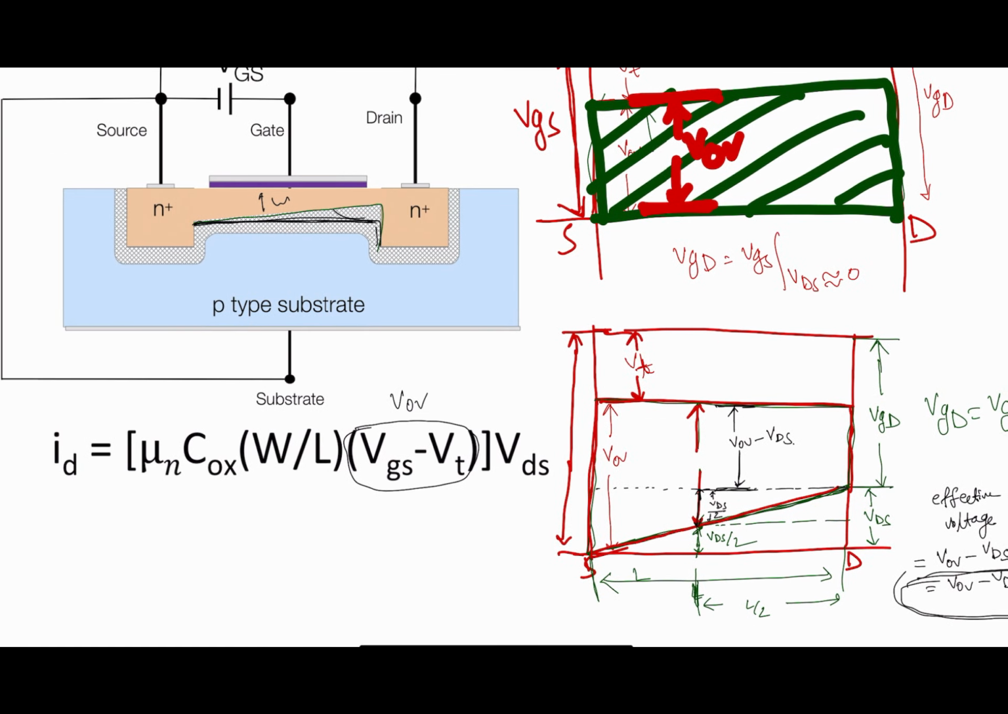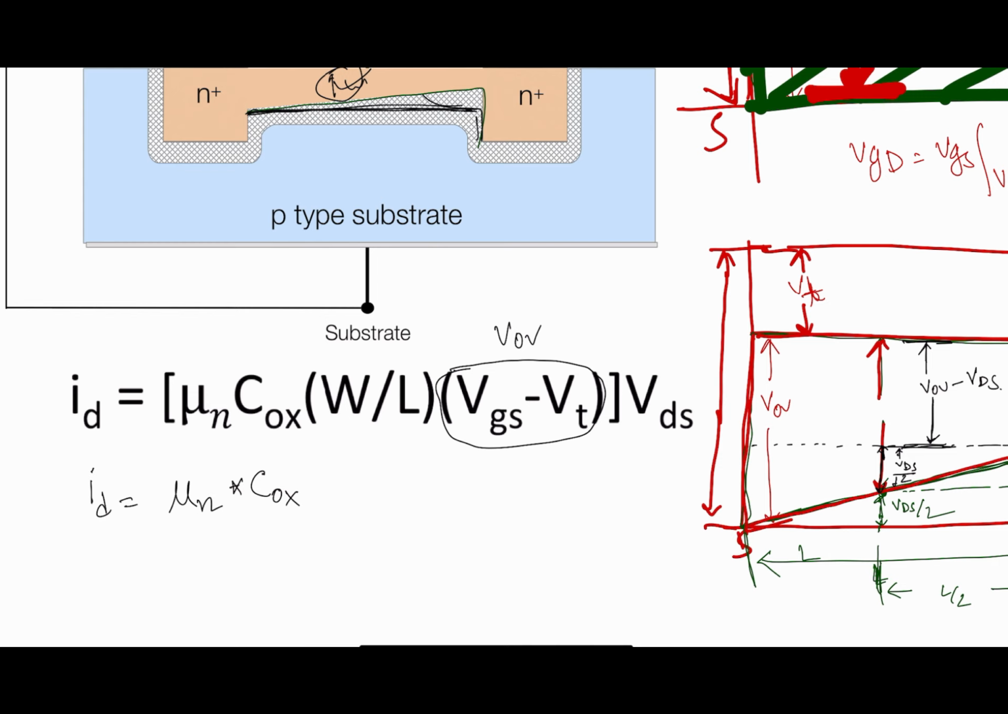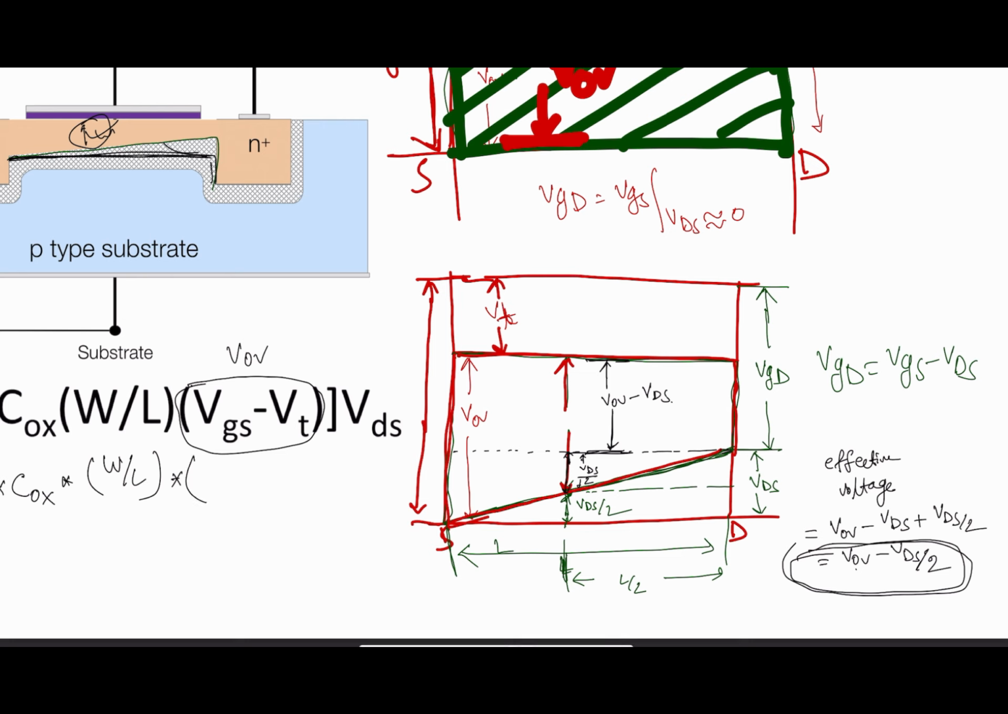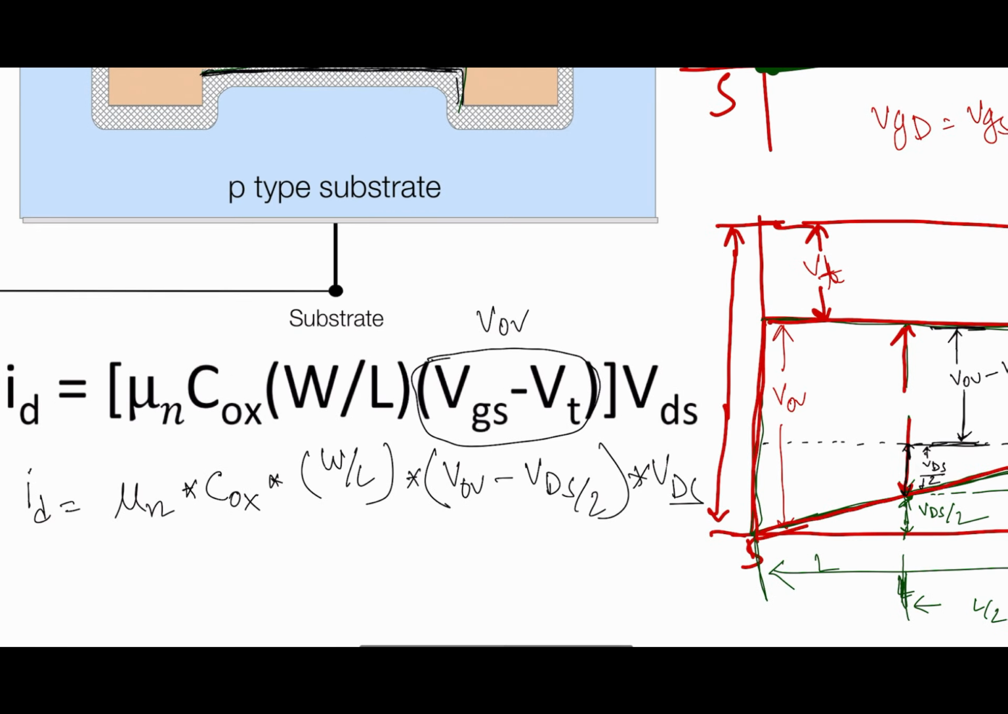So I just need to change the voltage, which means the equation will be the same. ID is equal to mu n multiplied by the oxide capacitance per unit area multiplied by W by L, where W is the width of the channel and L is the length of the channel, multiplied by the effective voltage across the channel, which is VOV minus VDS by 2, multiplied by VDS. The only thing is the concept. If you understand the concept, you will easily understand why the current equation changed to this one.